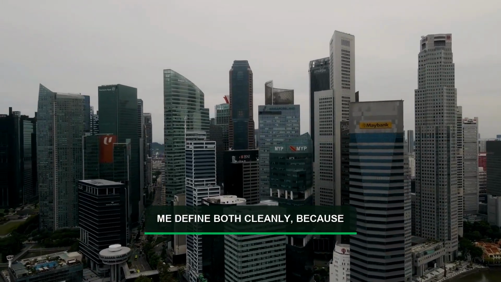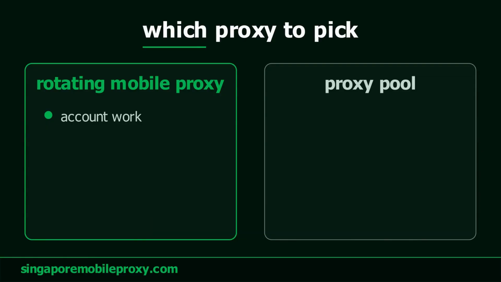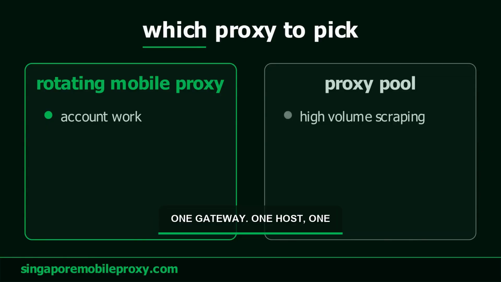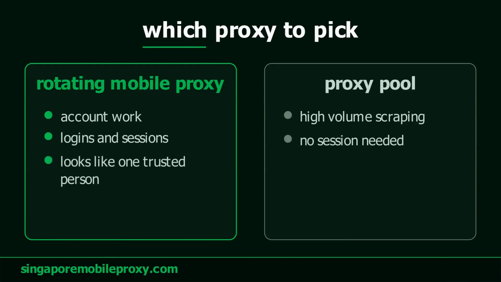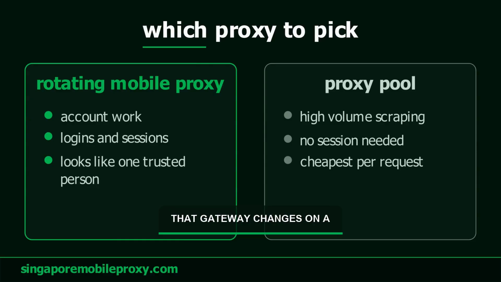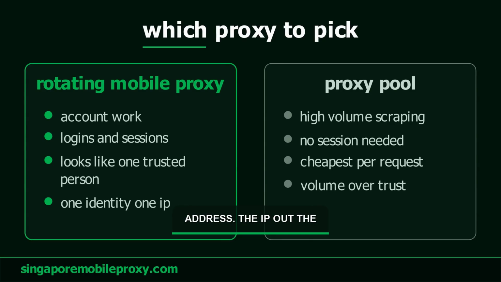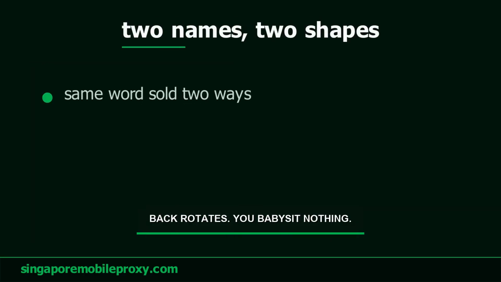Let me define both cleanly, because the names hide the difference. A rotating mobile proxy is one gateway, one host, one port that never changes. You point your tool at that single endpoint and forget it. Behind it sits a real phone on a carrier, and the carrier IP behind that gateway changes on a schedule or when you ask it to. You keep one address. The IP out the back rotates. You babysit nothing.